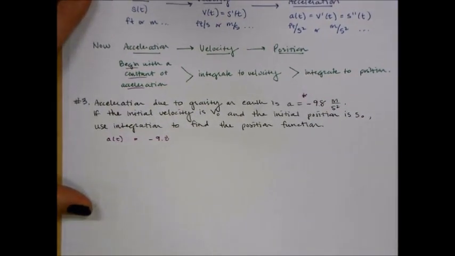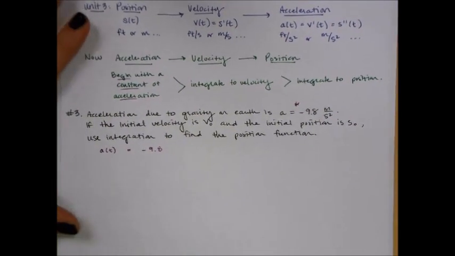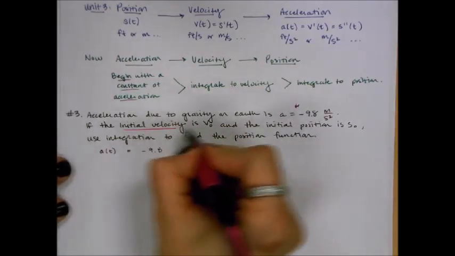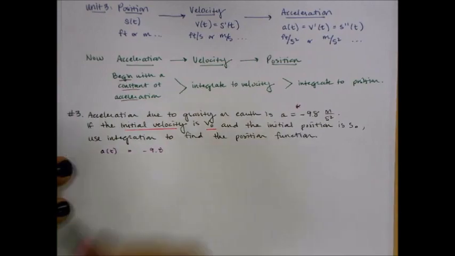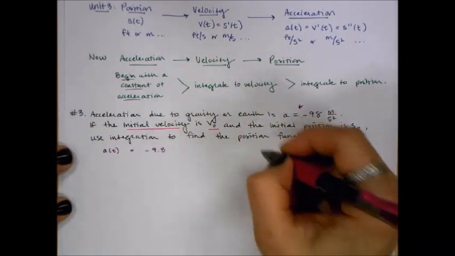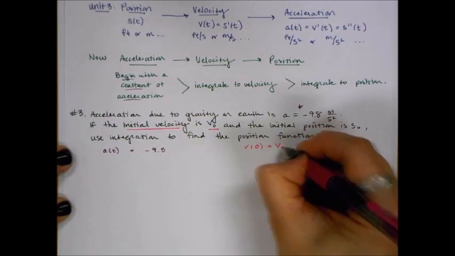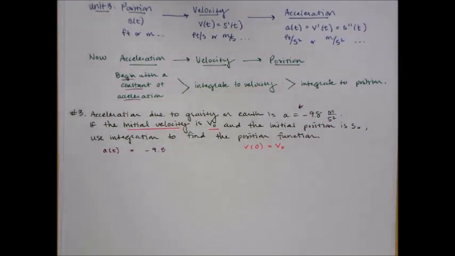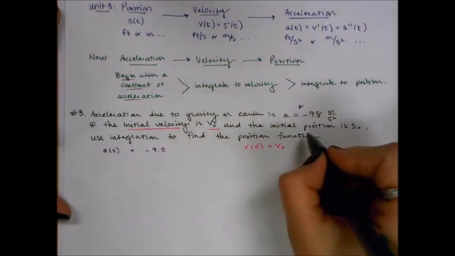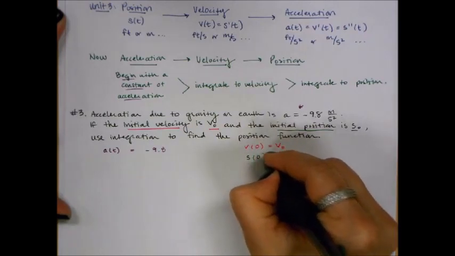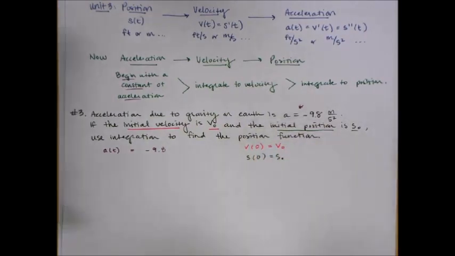Okay, we're told the initial velocity is v naught. So what this is saying is that the velocity at time 0 is, instead of a number, we're just being told to call it v naught. The initial position is s naught. So the position at time 0 is s naught. These are basically initial conditions.